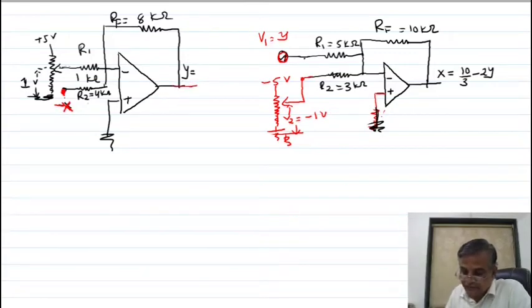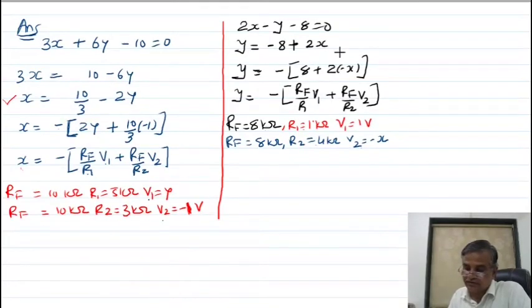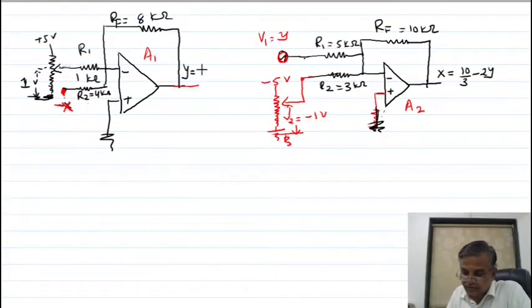This is Y. Okay. So to complete the circuit, this requires Y and this requires minus X. If this requires Y, then the output of this op-amp 1 circuit is this, and this is the second op-amp circuit. What is Y? Y you have written as minus 8 plus 2x.